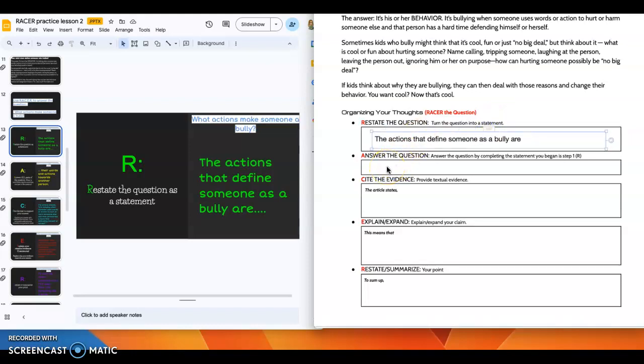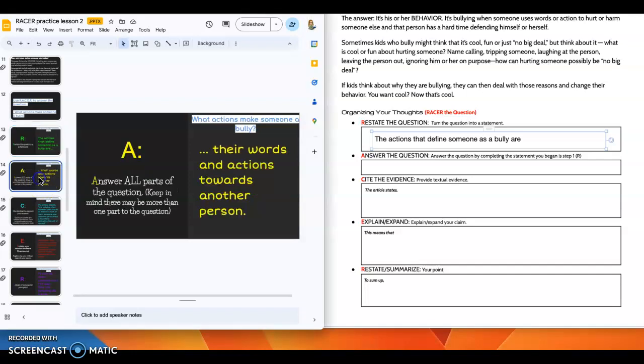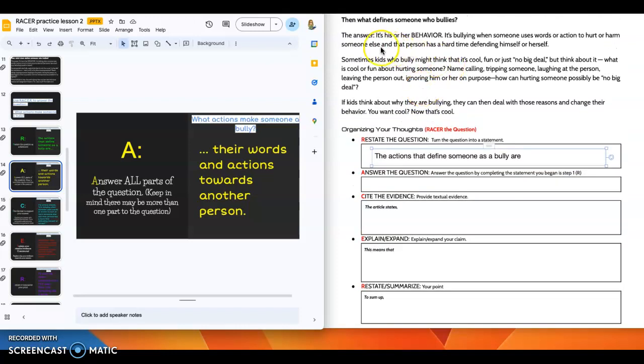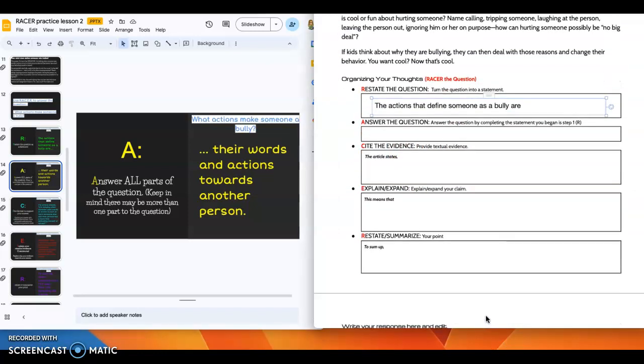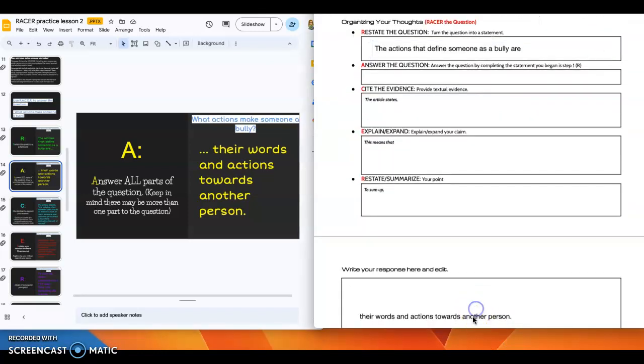Now we're going to answer the question. So over here, answer all parts of the question. Keep in mind there may be more than one part to the question. So we said the actions that define someone as a bully are, and it said right here, it's their behaviors. It's their words and actions towards another person. So we're going to go ahead and put that here. And I actually wrote it already to save us some time.